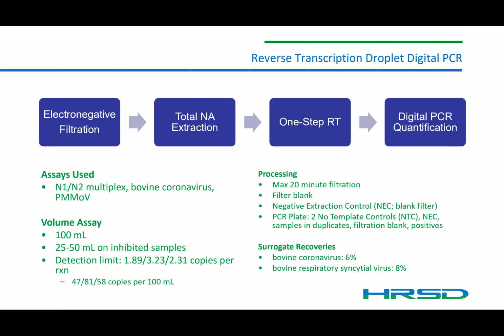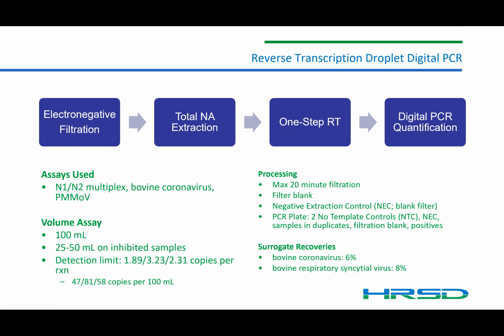When those filters get to the lab to start the molecular workflow, every single batch of samples that are extracted also get a negative extraction control or a blank filter, and that carries over onto the PCR plate also. So when we run a PCR plate, we run 2 no template controls that bookend our samples. We include that negative extraction control, our samples in duplicate, the filtration blank, and positive controls. Digital PCR doesn't need a standard curve, but we do need positive controls. So we use a standard that we buy, as well as generally a wastewater standard as well.